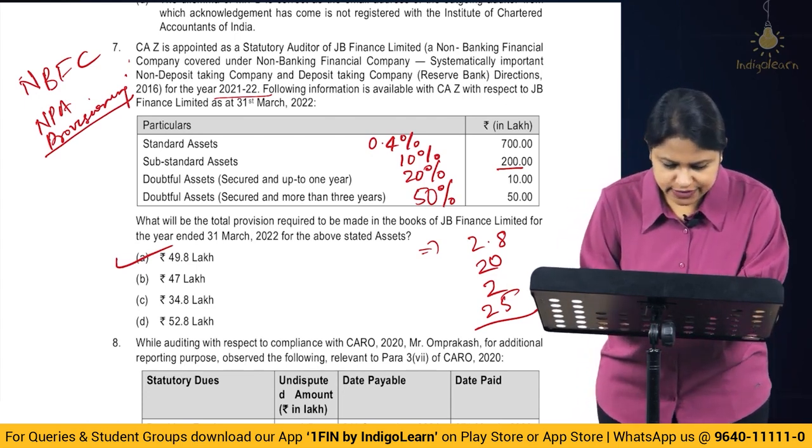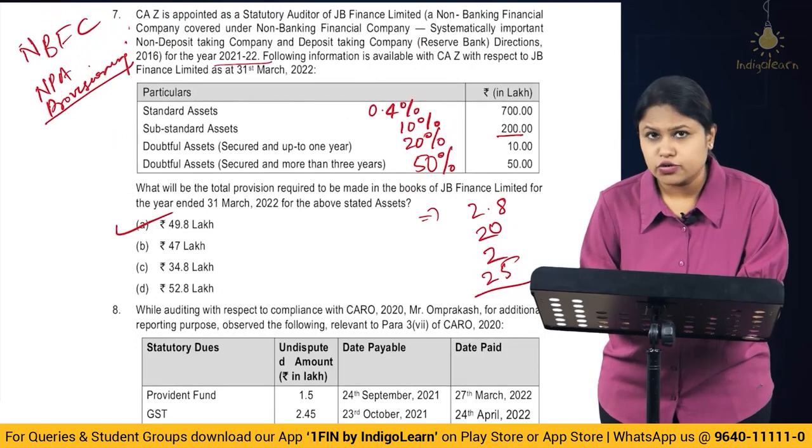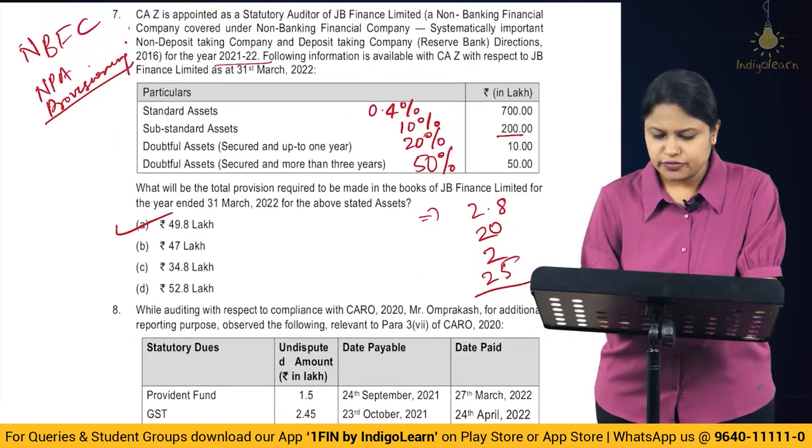Clear? So that is the seventh one. Understand this, you will be able to do it only if you remember the provisioning percentages. So you have to be very particular.